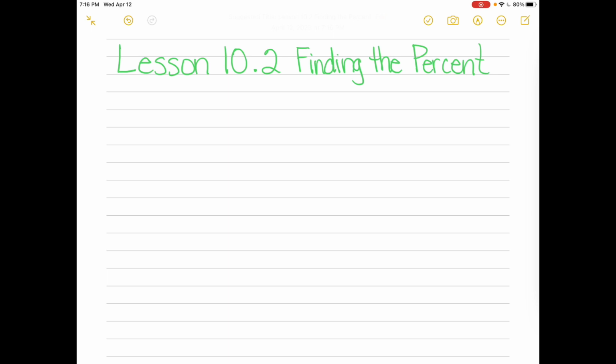And in this lesson in your book, they teach you two different ways to find the percent. They teach you with the proportion and with equations. I'm going to skip the proportion part. I'm going to only show you how to do it with an equation. If you know one way, then you can do it this way all the time.